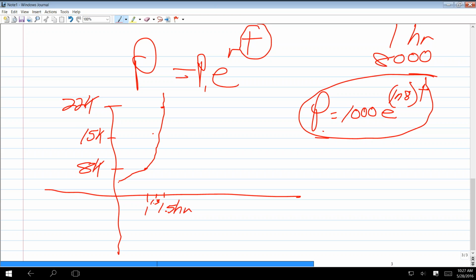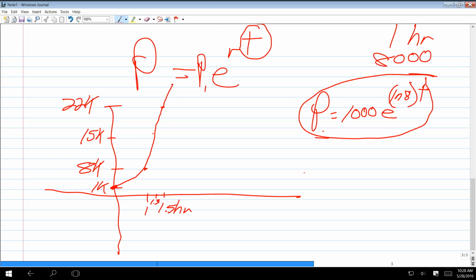That's true. So what's this thing when t is 0? In other words, what's the y-intercept going to be? But what would it be? You know where it's 0? At the very beginning. How many bacteria did we have at the very beginning? 1,000. Oh, that's 0? Uh-huh.